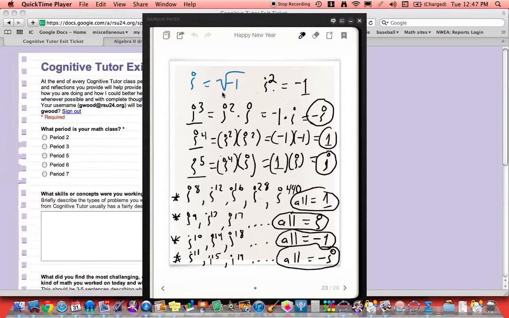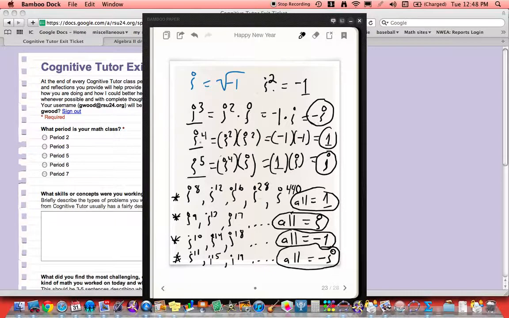So i is the square root of negative 1. The converse of that is that i squared is negative 1. I know that's a leap for you, but that's the basic premise that you have to accept. Okay? What this means is that i cubed is i squared times i. And since i squared is negative 1, i cubed must be negative i.